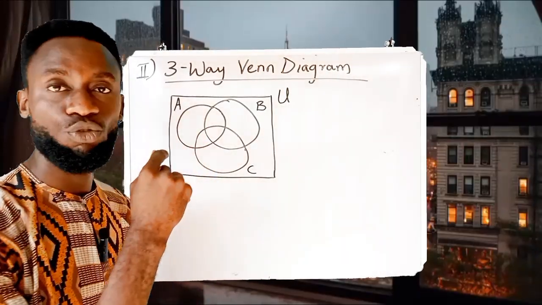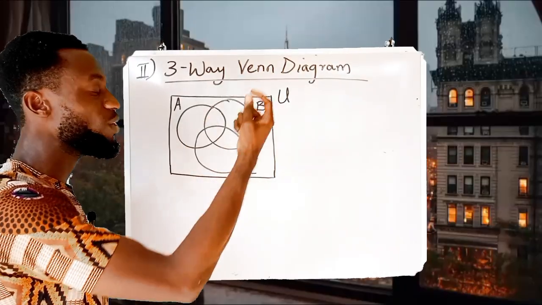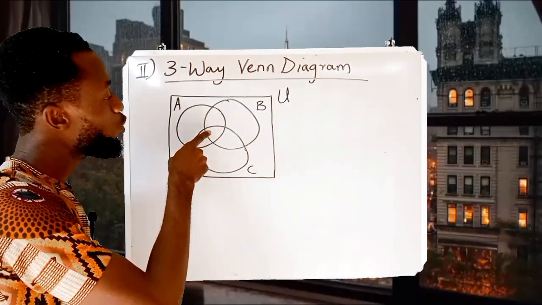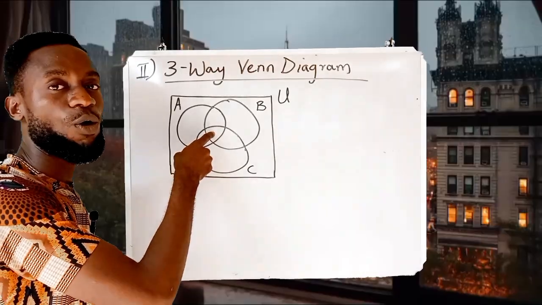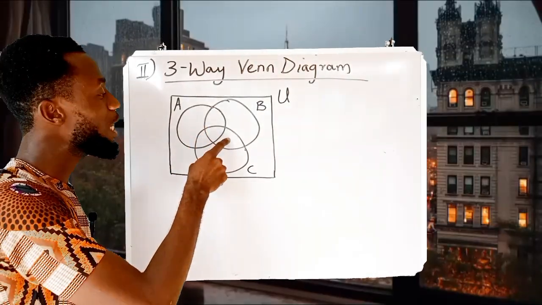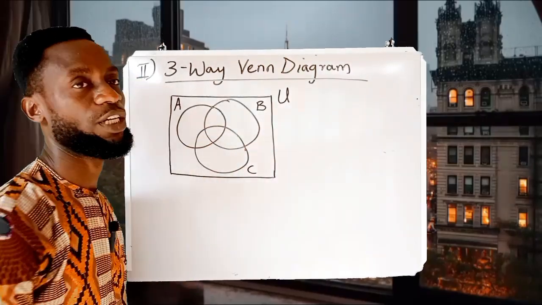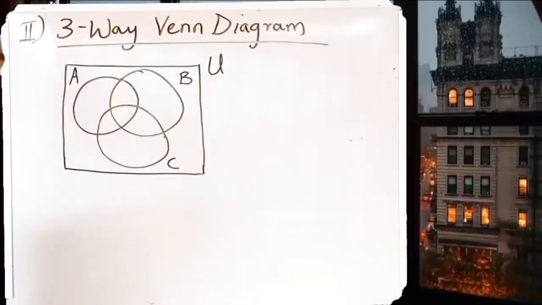Just like we did for the two-way Venn diagram. To get A and B only, you will use the value given to you for A and B, and subtract the intersection of all three. To get B and C only, you will use the value of B and C, also minus the intersection of all three, in a similar case.